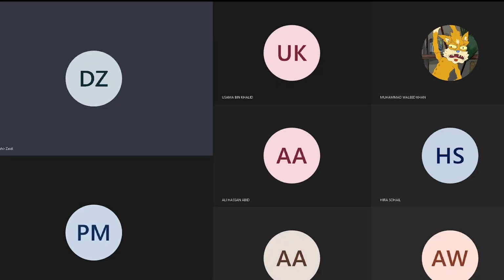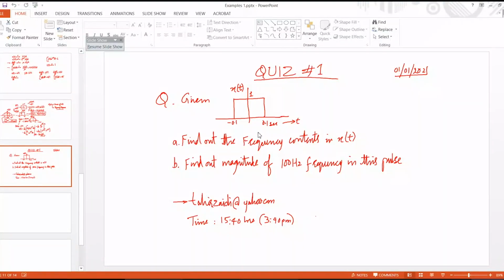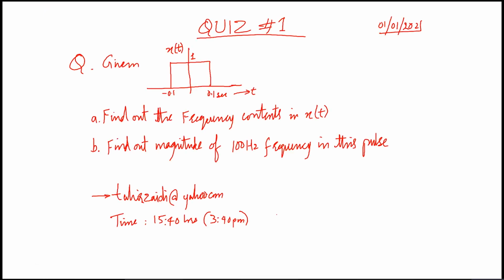Let me go over your quiz, because there was one question on the quiz. Let me quickly see what we had. I believe this was your quiz, if I'm not wrong. Is that right? Yes, sir. Okay, so this is what was asked. We were given this square type of pulse, and we have to find the frequency content in x of t, and find the magnitude at 100 hertz frequency.